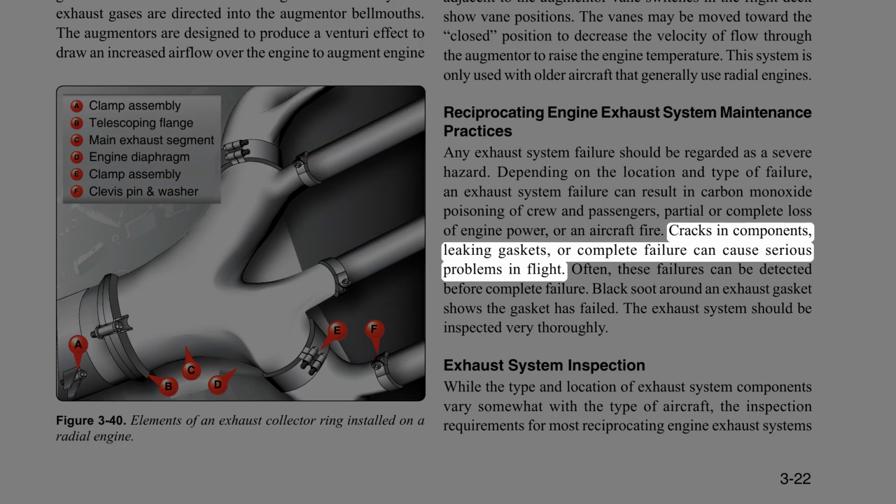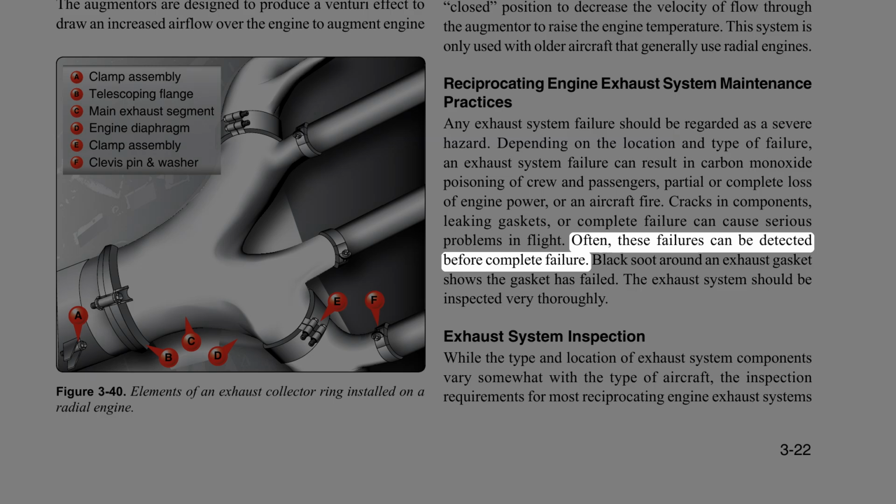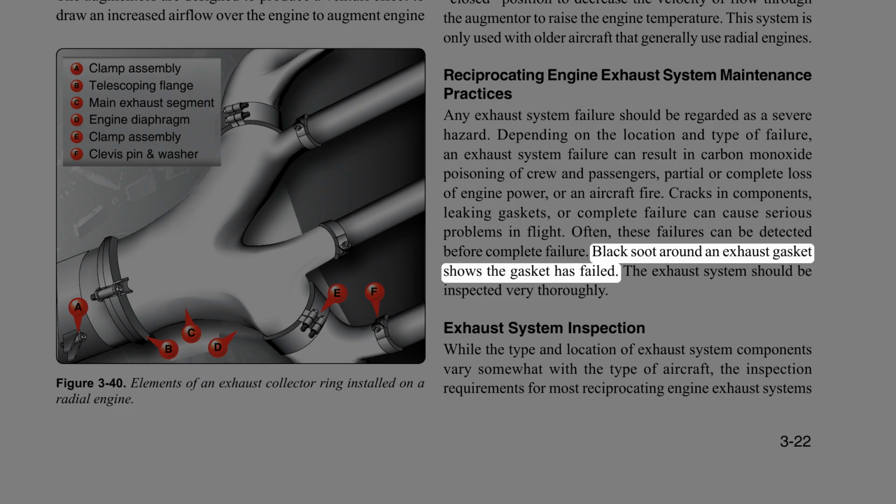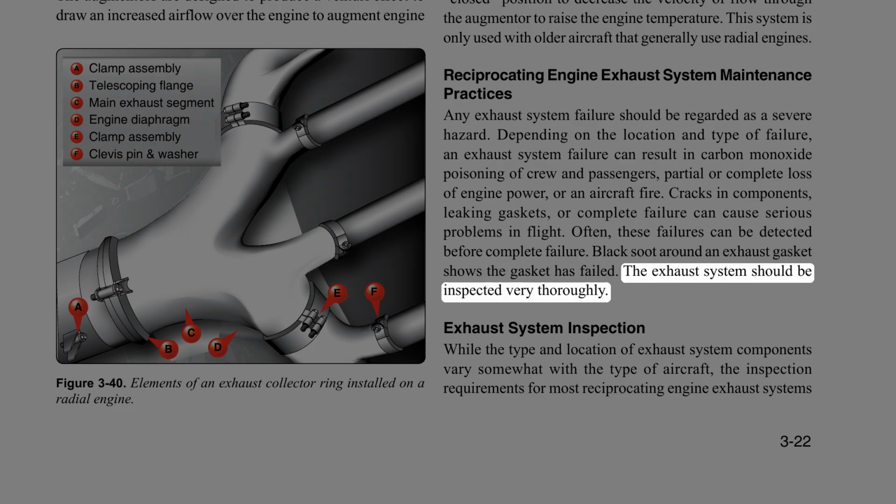Cracks in components, leaking gaskets, or complete failure can cause serious problems in flight. Often, these failures can be detected before complete failure. Black soot around an exhaust gasket shows the gasket has failed. The exhaust system should be inspected very thoroughly.